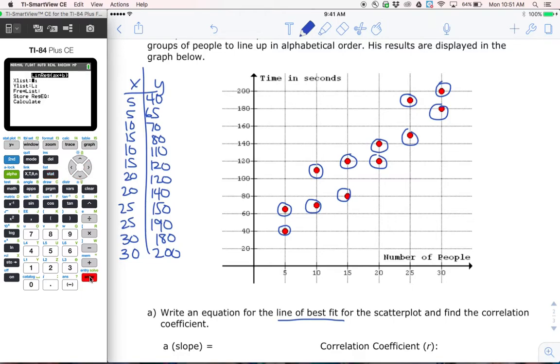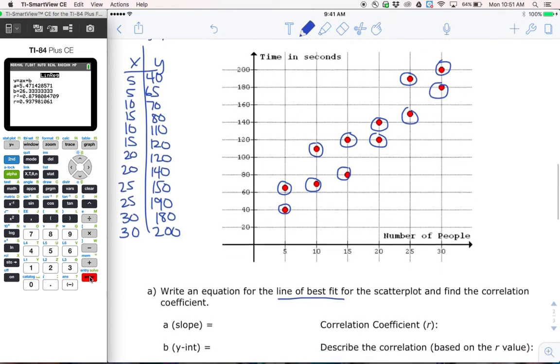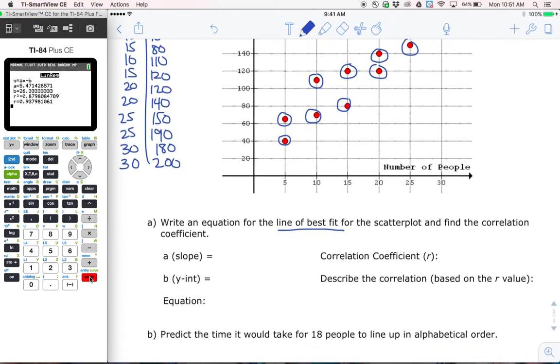Here we go. And all right. So here's my equation that I got. We got the slope is 5.47. I'm just going to round to 2 decimal places. And we got the y-intercept was 26.3 repeating. So my equation is just using those two, right? Y equals 5.47x plus 26.3 repeating. All right, that's my equation.